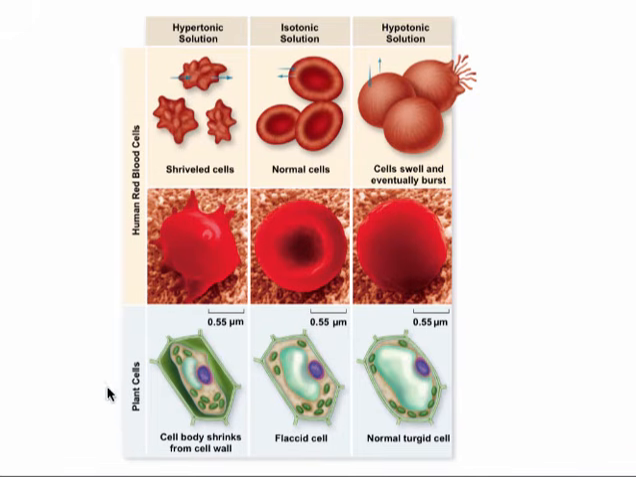So when we have a plant cell in a hypertonic solution, it will just shrivel just as an animal cell. If they're in an isotonic solution, it will just be a balance of water coming in and out of the cell. And when they're in a hypotonic solution, water will keep moving into the cell until the pressure of the cell wall will prevent any more water from entering the cell. And that is what we call turgor.